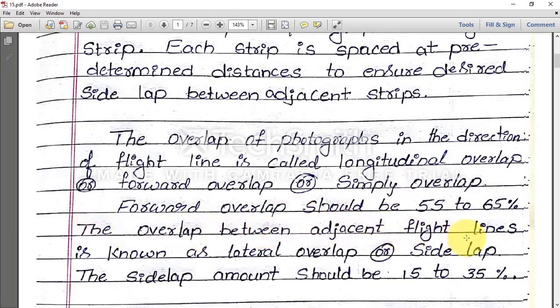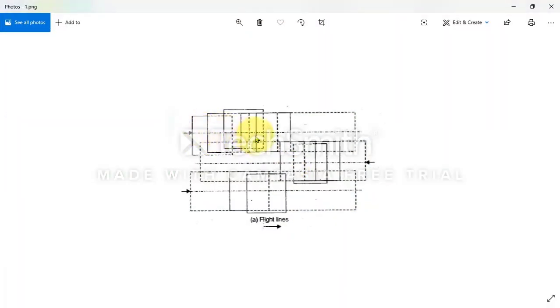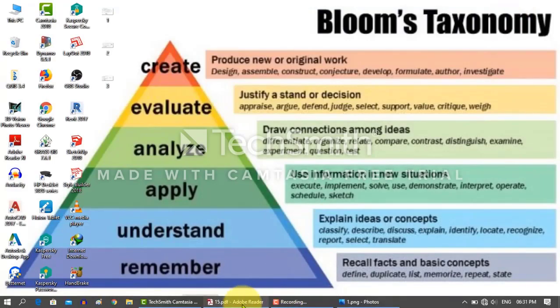The overlap between adjacent flight lines is known as lateral overlap or side lap. That side lap amount should be 15 to 35%. See, this is the flight line, right? Along this flight line, this overlap is called forward overlap, longitudinal overlap, or simply overlap. This should be 55 to 65%. And when it comes back to the second line, you can see the overlap with the adjacent photographs also. This is called side overlap. This should be 35%. Okay. Next one.